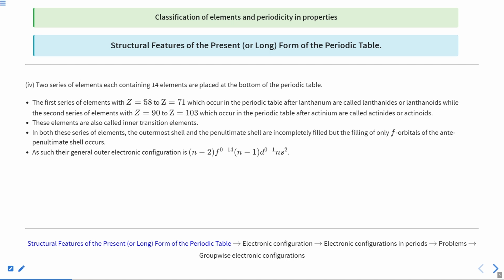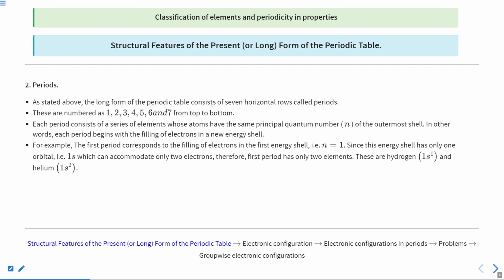The first series goes from 58 to 71, which occurs in the periodic table after lanthanum and is called lanthanoids. Whereas from 90 to 103, they occur after actinium and they are called actinoids. And since they are in between the transition and the reactive metals, they are called inner transition metals.